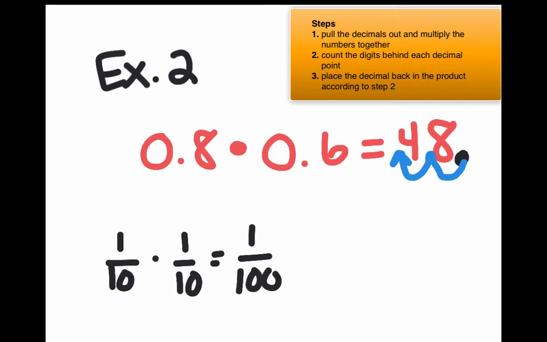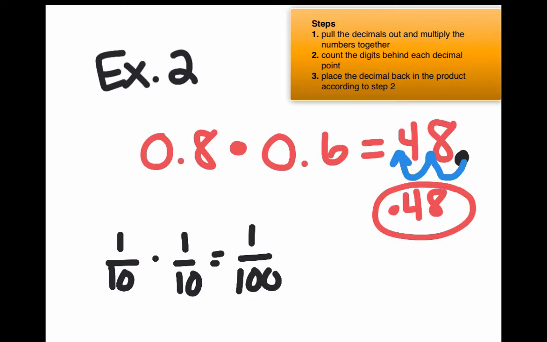So my new product would be 48/100. Final answer. Do you see how we found the product using mental math? We just pretended the decimals weren't there and it was just 2 whole numbers, 8 times 6, and we multiplied them. We got 48. And we said, hey, well, we're really taking a 10th times a 10th, so I should have a digit in the 100th place, since a 10th times a 10th is 100th. So then we move the decimal point back in.